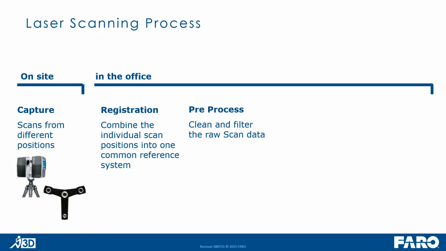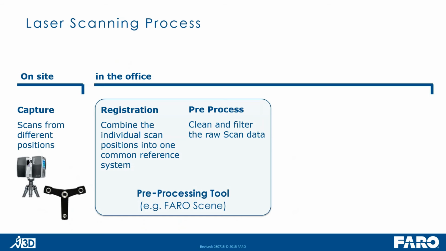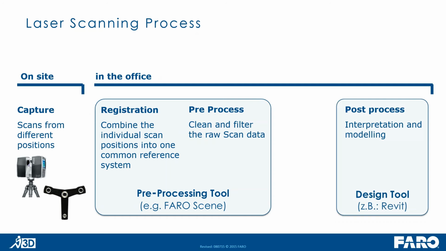Of course, you already know the hardware, so the Faro Focus or the Faro Freestyle to capture reality on site. And then you go to the office, do your registration, and do the pre-process with cleaning and filtering the raw scan data in a pre-processing tool, for example with Faroscene. And now we have to go to a post-processing process, the modeling, the interpretation, and the analysis of your data to whatever you need from the scan data in your design tool. And today we want to talk about the Revit tool, the PointSense for Revit.